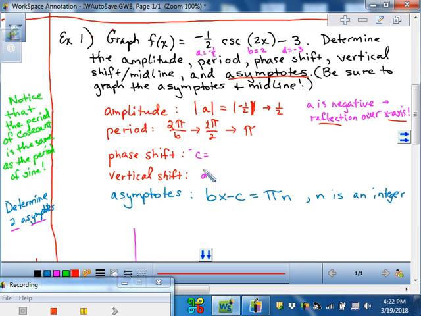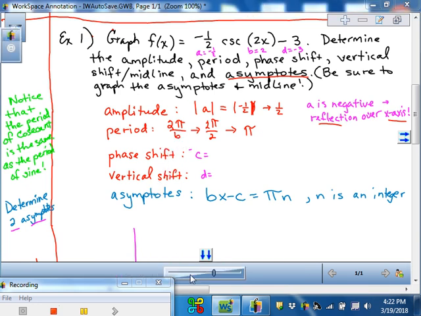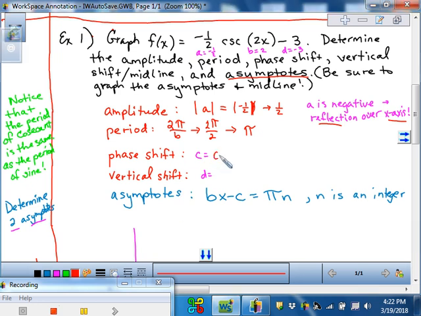For the phase shift, again, there is no C value up here, therefore our C is equal to 0, which means there is no phase shift. So remember, our phase shift is C divided by B, but if C is 0, 0 divided by 2 is 0, so there is no phase shift.